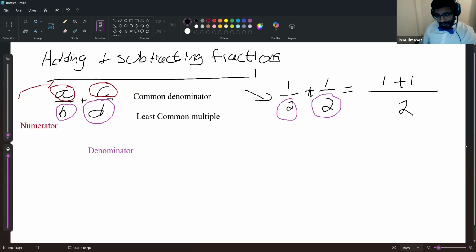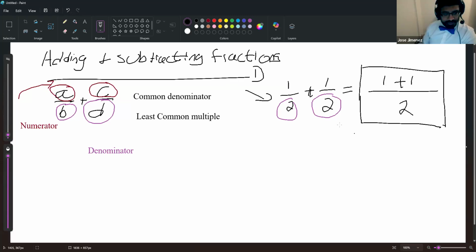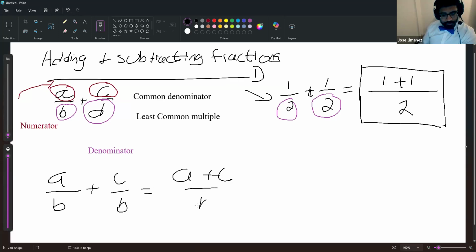So we can call this the first way of adding and subtracting our fractions. As long as we have the common denominator, we can easily translate it into this. And if we want to look at it in a general sense, if we have A and C and they have the same denominator B, it's always going to be A plus C over B. We're just going to combine the top together.